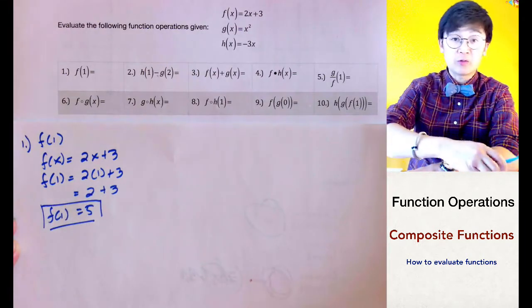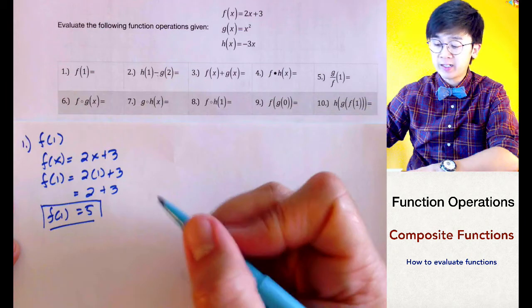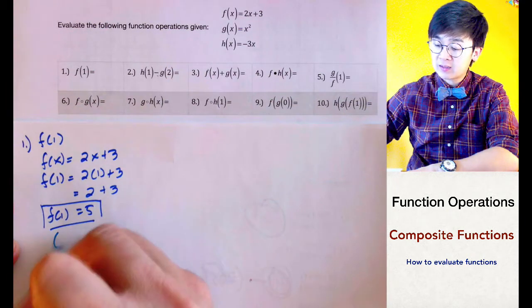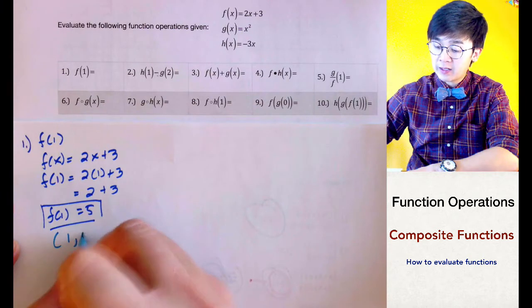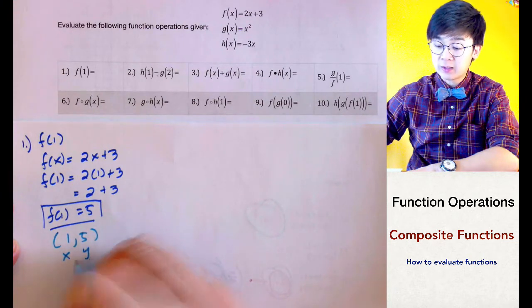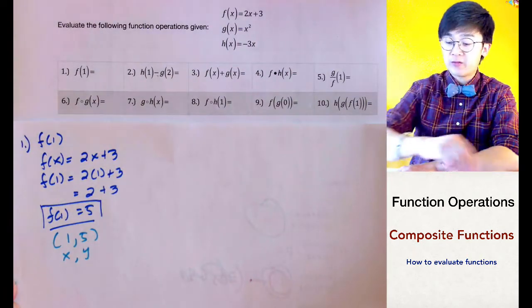Now to convert this into coordinate form of a function, f of 1 equals 5 is the same as (1, 5). So your x value is 1 and your y value is equal to 5. So they have the same value but different notation.